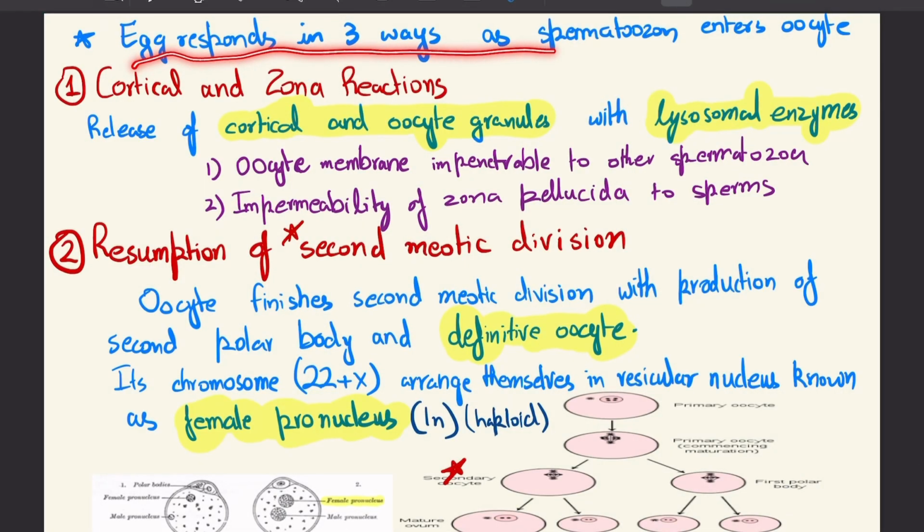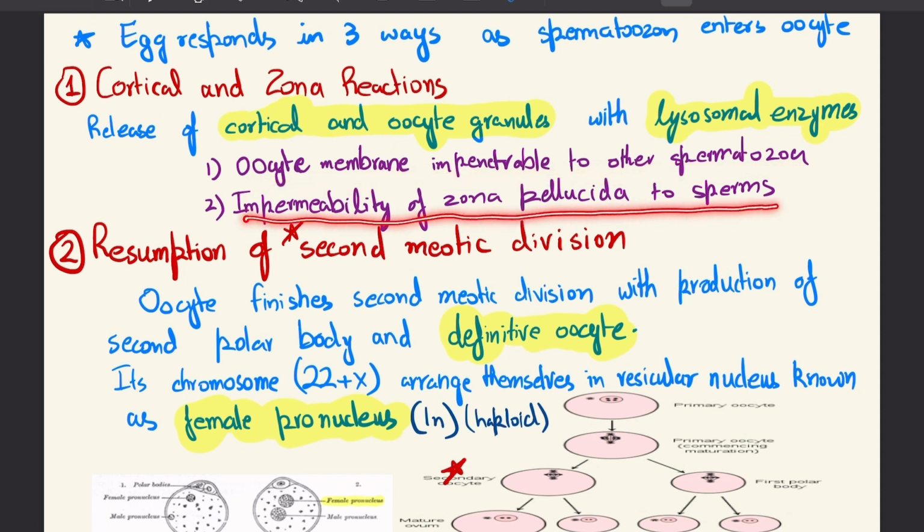The egg responds in three ways as spermatozoa enter the oocyte. First is cortical and zona reaction, which we talked about earlier. Release of cortical and oocyte granules with lysosomal enzyme makes the oocyte membrane impenetrable to the spermatozoa, and there is impermeability of zona pellucida to sperms.